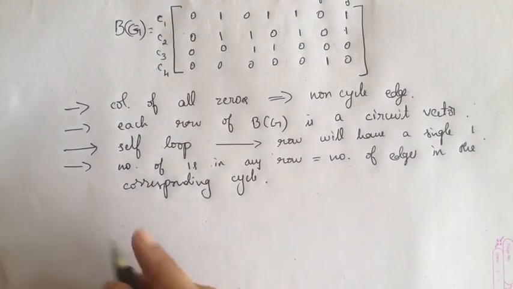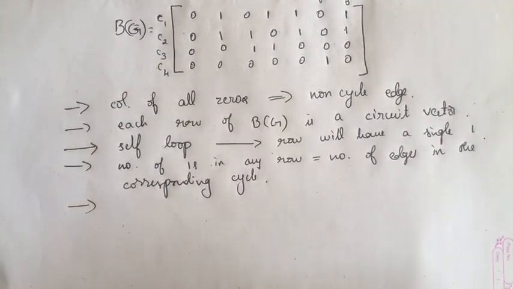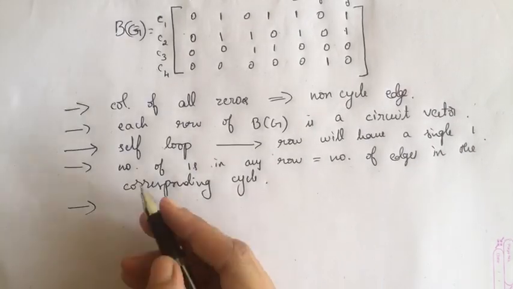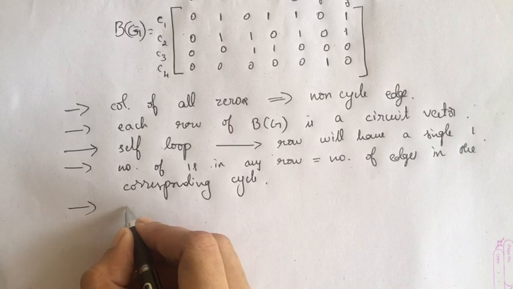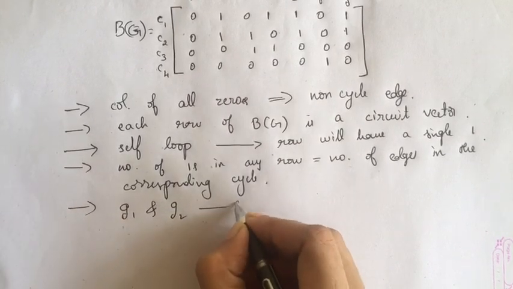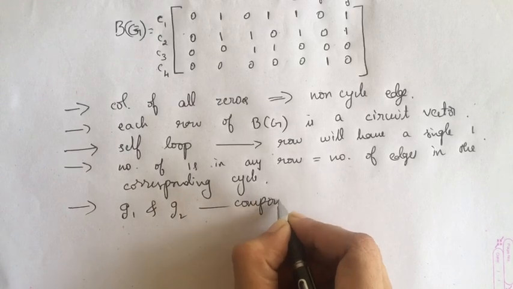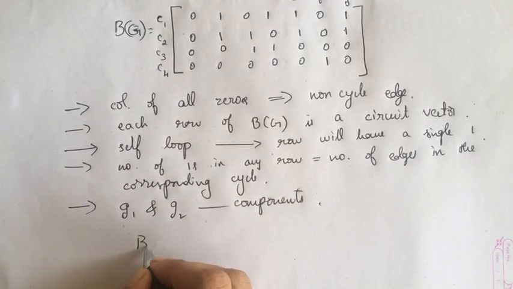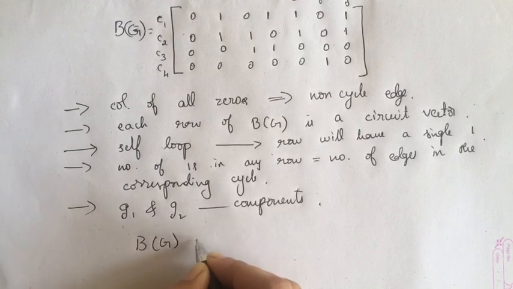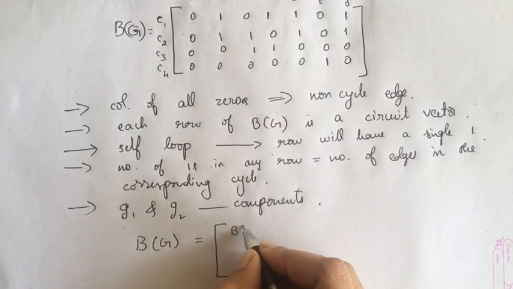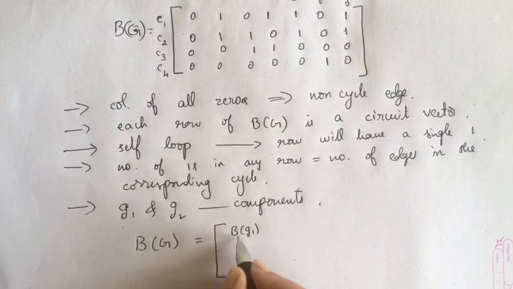Then if my graph G is separable or it is a disconnected graph, say let it have two components, say G1 and G2, suppose are the components of the graph, then B of G can be represented in block diagonal form like this. This will be the circuit matrix for the component G1.